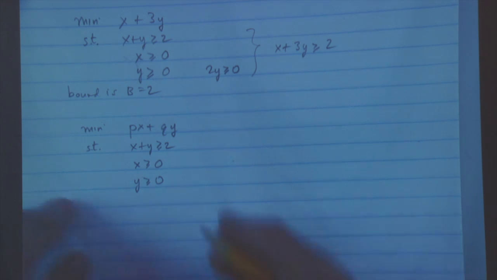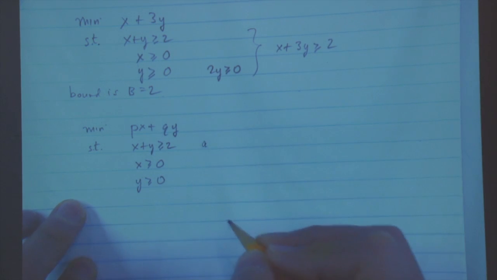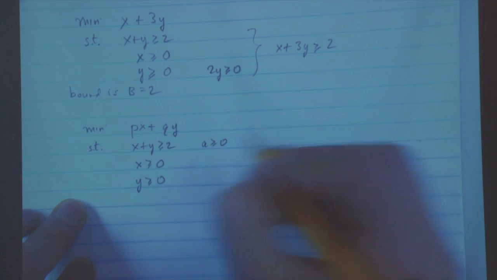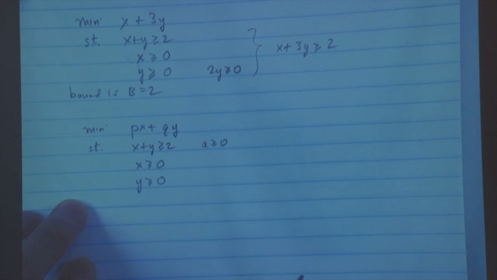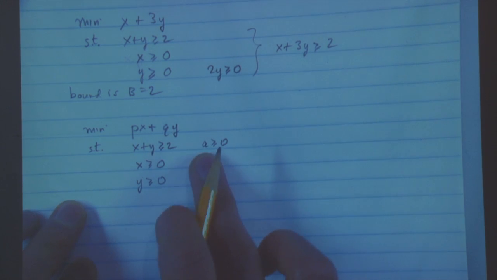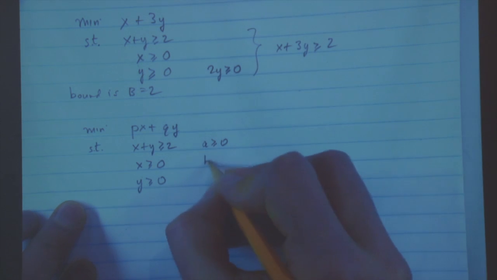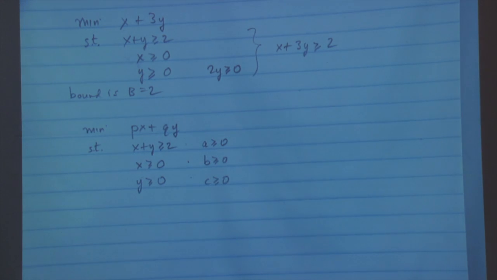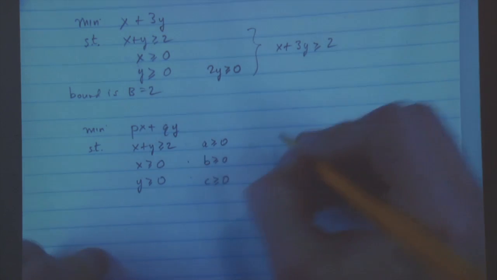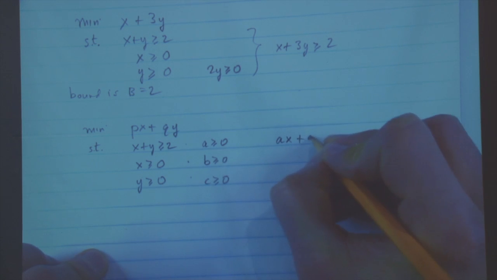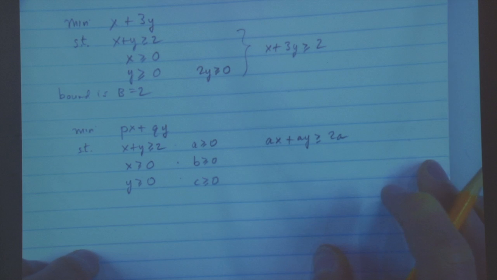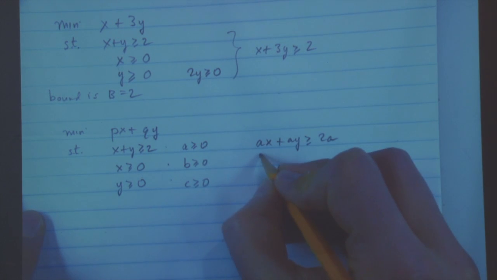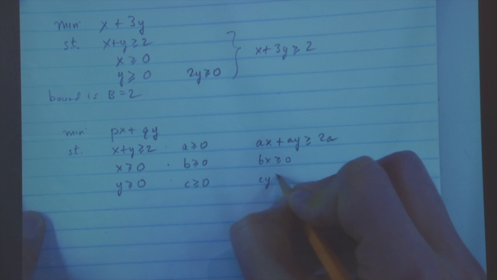So I'm going to play the same game. I'm going to multiply this by some number a, but a has to be positive or non-negative, right? Because if a was negative, it would flip the sign of this inequality. So I'm going to multiply these by numbers and then add them together, and I want to make sure that I keep the directions of the inequalities the same. Otherwise, it wouldn't make sense to add them together. So I'm going to restrict a to be non-negative. I'll multiply each of these constraints by a, b, and c. I'm going to generate constraints that look like this: ax plus ay is bigger than or equal to 2a, bx is bigger than or equal to 0, and cy is bigger than or equal to 0.